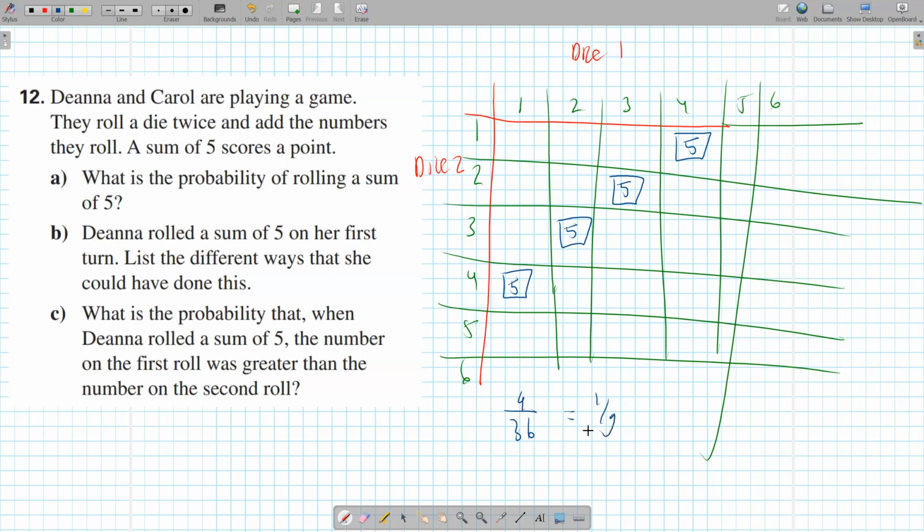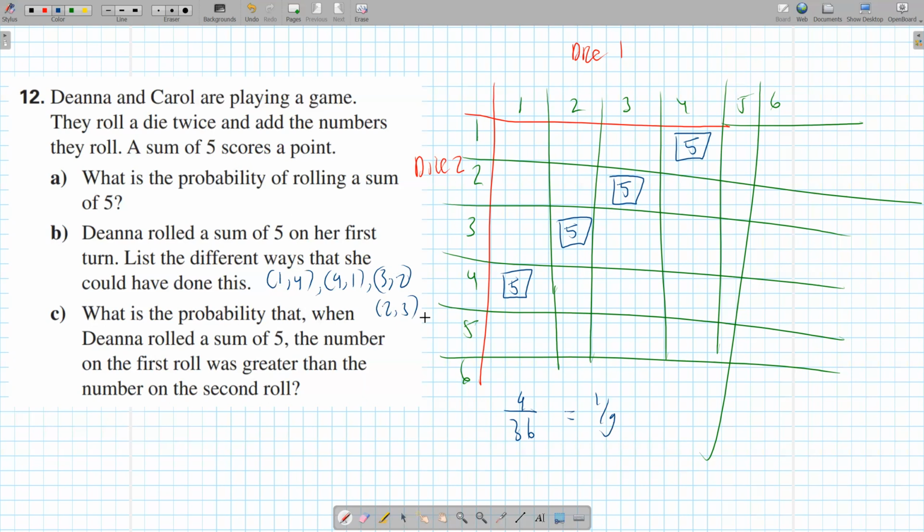B. Deanna rolled a sum of 5 on her first turn. List the different ways she could have done this. It's already listed up there. She can either get a 1 on the first, 4 on the second, yeah? Or flipped, 4 on the first, 1 on the second. Or she can do 3 first, 2 second, or 2 3. So there's 4 different ways to get a sum of 5, okay?